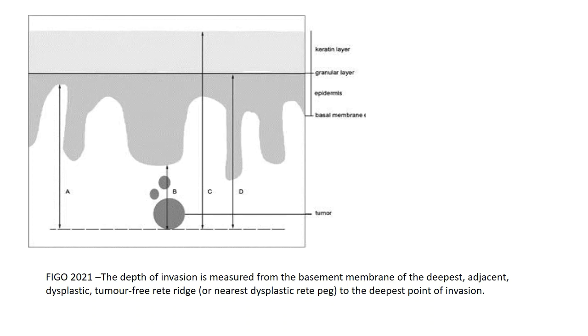Now, how to measure the depth of invasion? There has been a recent change in the criteria for measuring the depth of invasion. The recent WHO criteria say the depth of invasion is measured from the basement membrane of the deepest adjacent dysplastic tumor-free rete ridge, or the nearest dysplastic peg, to the deepest point of invasion.